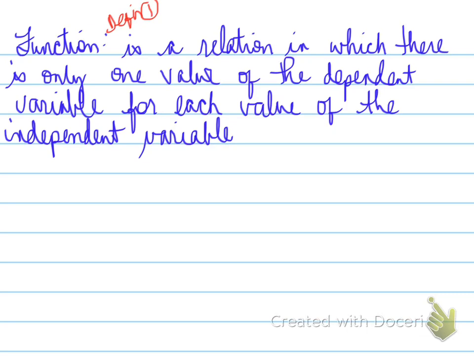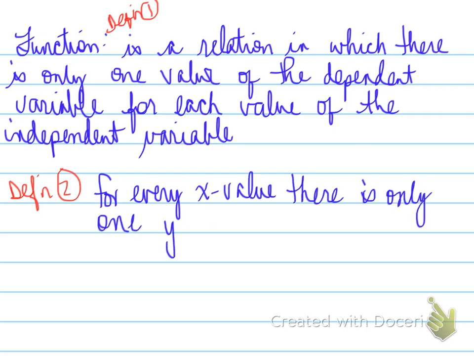Let's look at another definition. Definition number 2 says for every x value, there is only one y value. Now this is my favorite definition because it's straightforward. You check all the x's to see that they have only one y value. That means you can't have the same x with two different y values. So this definition is my favorite one because it defines this in a short and easy way to remember.